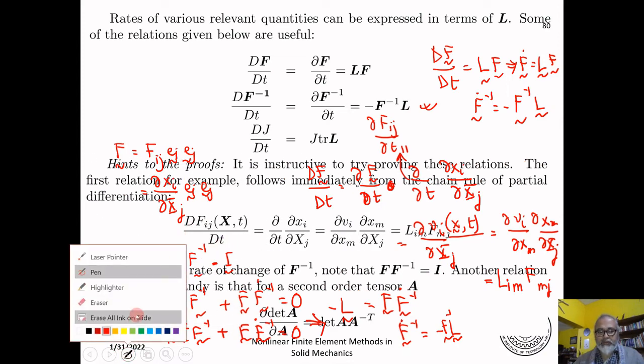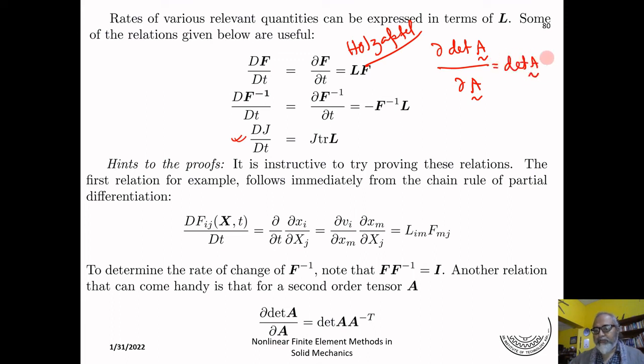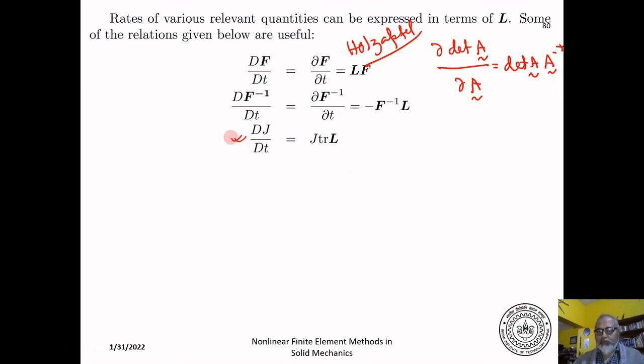Now let's get to the third. To prove this, we will have to use a result which I'm not going to prove. But if you are interested in a proof of this, you can look at Holzapfel, which is a book on nonlinear solid mechanics. The first chapter of this is a proof of this. So this is an important result, that the derivative of determinant of a tensor with respect to the tensor itself is determinant of the tensor times the tensor inverse transpose. So using this result, we can prove the third important result that we have.